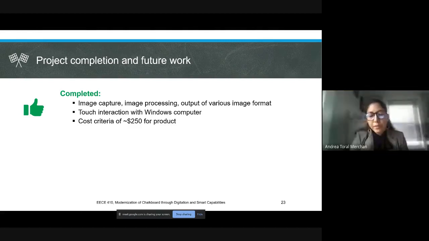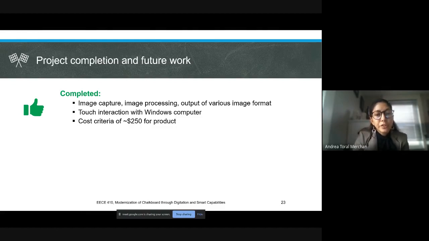So after watching the video, we can see we completed image capture, image processing, and output of various image formats. We also completed touch interaction with a Windows computer, and we met the cost criteria, making our product closer to $250.